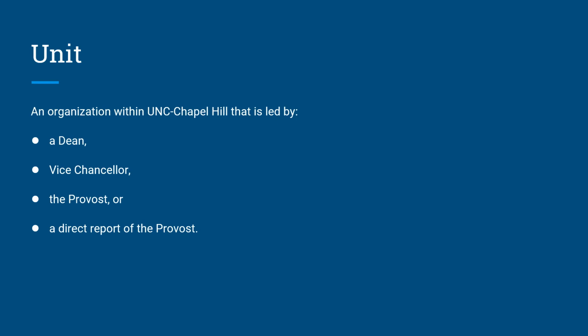Next, we also need to define the term unit. A unit is defined as an organization within UNC-Chapel Hill that is led by a dean, vice chancellor, the provost, or someone who reports directly to the provost. This definition will become important on the following slides.